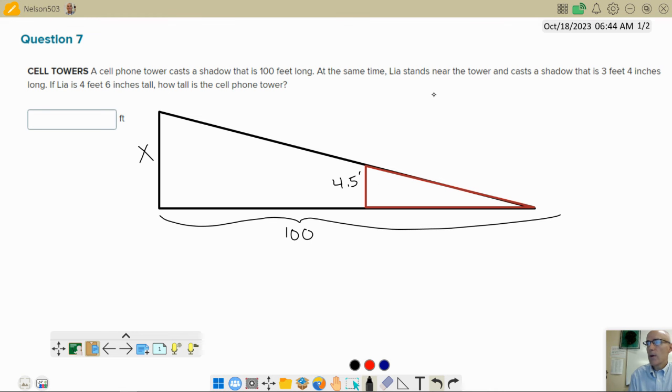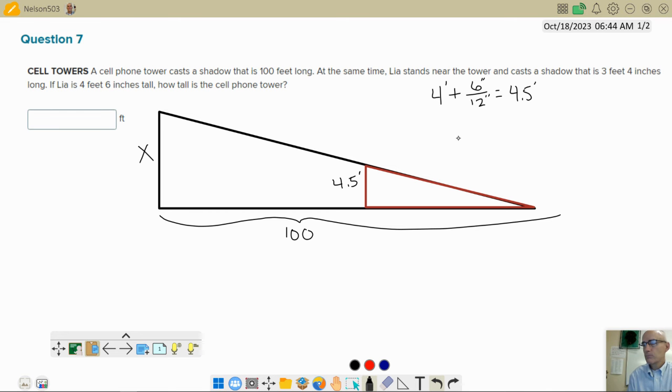And why am I putting it that way? Well, there's 4 feet plus 6 more inches, and 6 inches out of 12 inches is a half a foot, right? So that's 4.5 feet. So this is 6 inches, out of 12 inches.